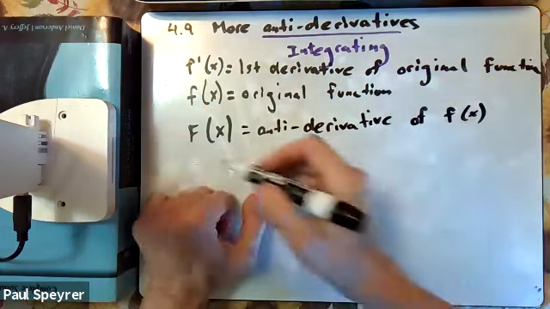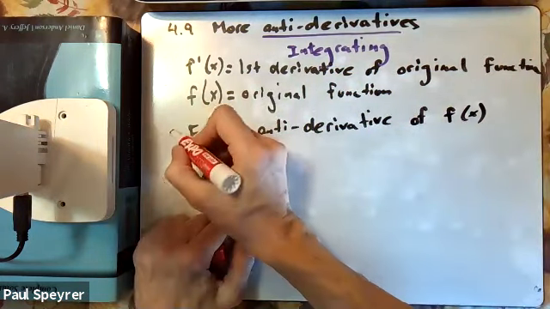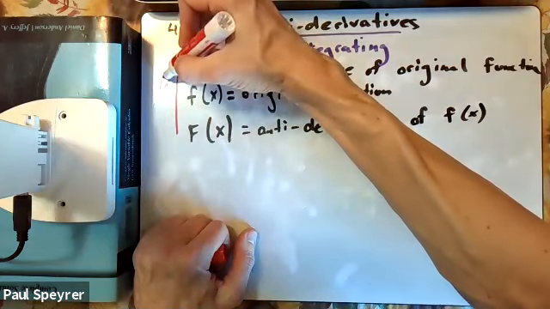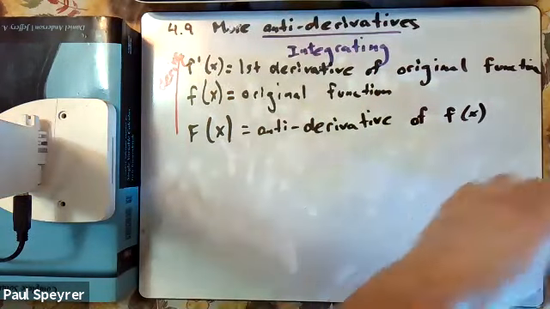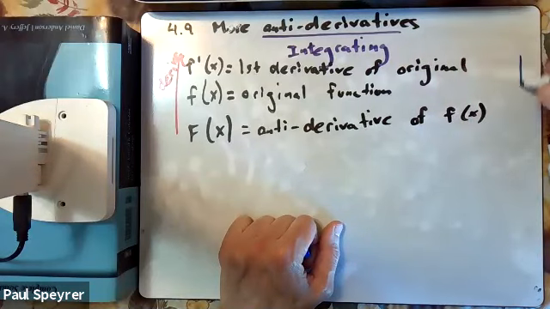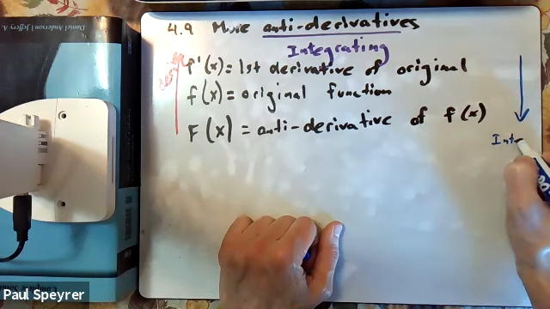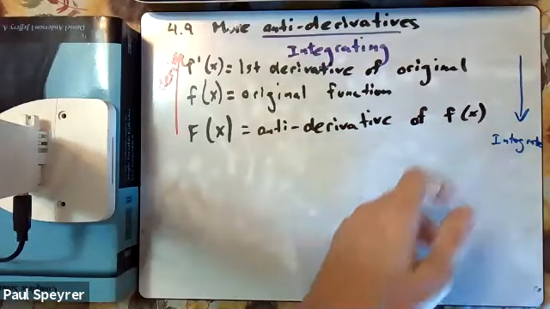So if I were to go up in this direction right here, that would be us deriving, right? But if I was going down, right? Like if I was going down this way, we would be integrating. So remember, integrating means finding the antiderivative.